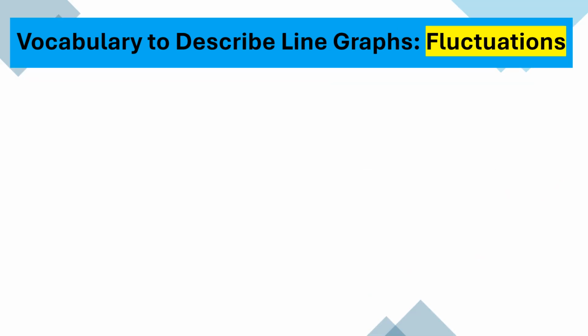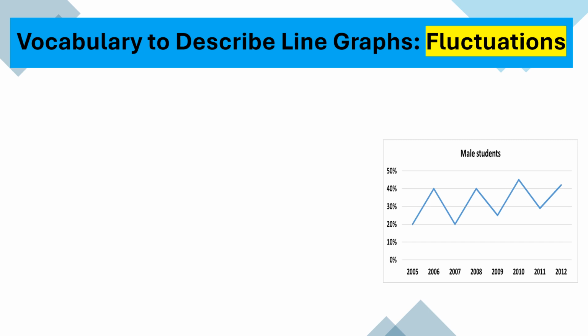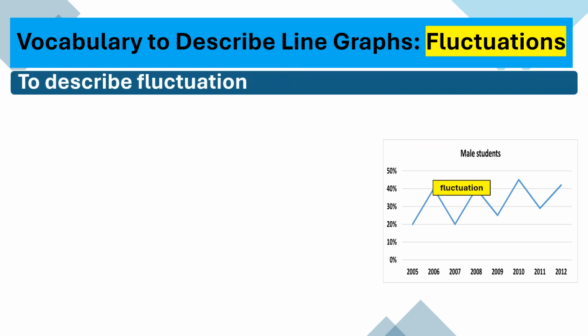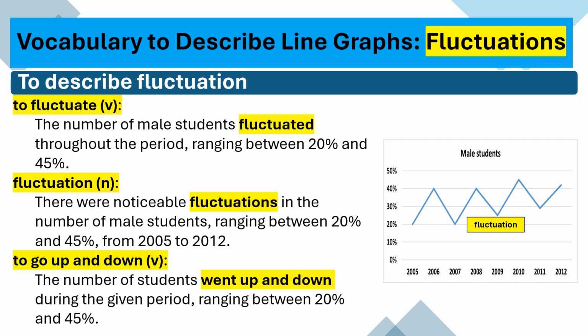Sometimes, data in a line graph doesn't show a clear upward or downward trend. Instead, it fluctuates, rising and falling unpredictably over time. To describe these changing patterns, we use specific verbs and nouns. Here are some commonly used expressions along with example sentences. As you go through them, pay attention to how they describe fluctuations in a trend. Pause the video here and read the example sentences to understand how these words and phrases are used.